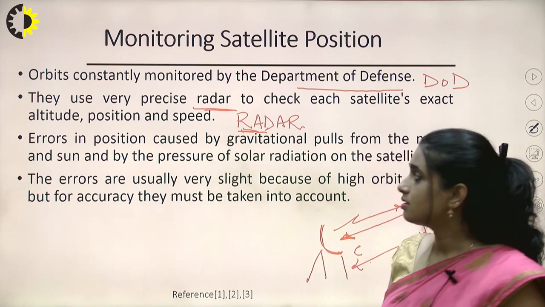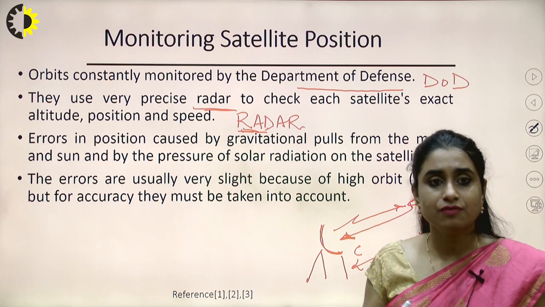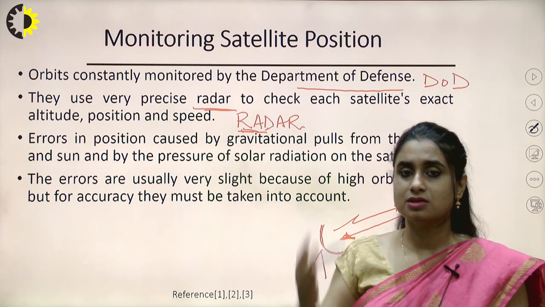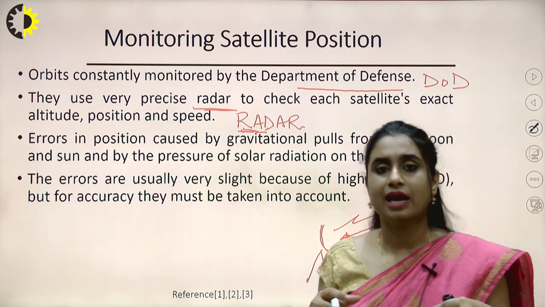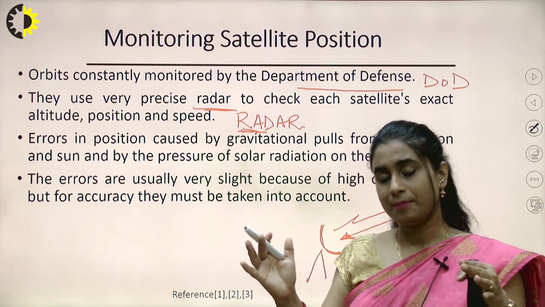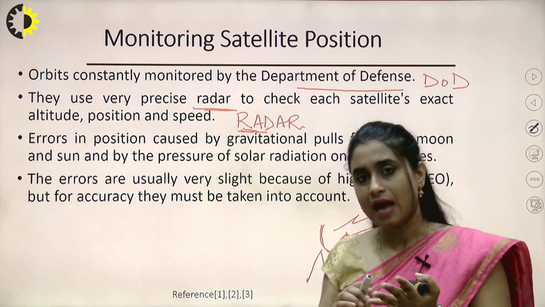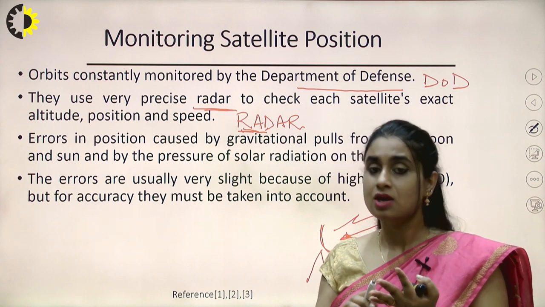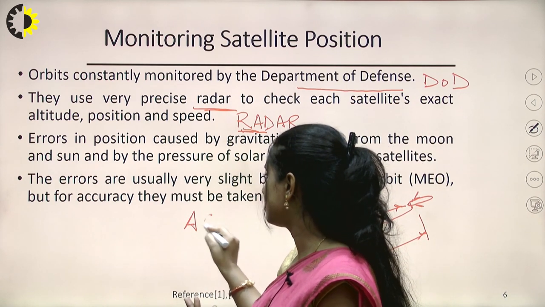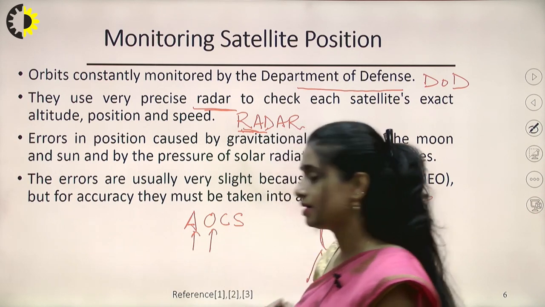Errors in position are caused by gravitational pulls from the moon and sun and by the pressure of solar radiation on the satellite, which is true. Once a satellite is launched into space, there are various forces acting on the satellite. And how is it maintained? We do have separate maintenance techniques which are applied on the satellite. We have AOCS, the Attitude and Orbit Control System, which works in collaboration with TTC&M. Height and orbit shape, these two are managed.